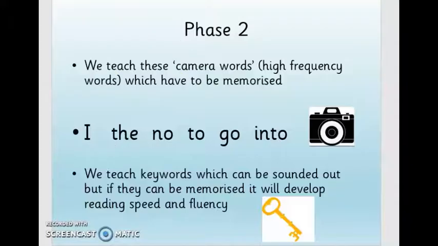In Phase 2 phonics, we also teach these camera words, which are also known as high frequency words or tricky words. Camera words have to be memorised, so these are the camera words that we will be learning in Phase 2. So they are I, the, no, to, go and into. It's really important that your child understands what these words are, so in class we practice having a go at putting these words into sentences. For example, I may hold up the word the and ask the children to talk to their friend and try and put the word the into a sentence. For example, I went to the park.